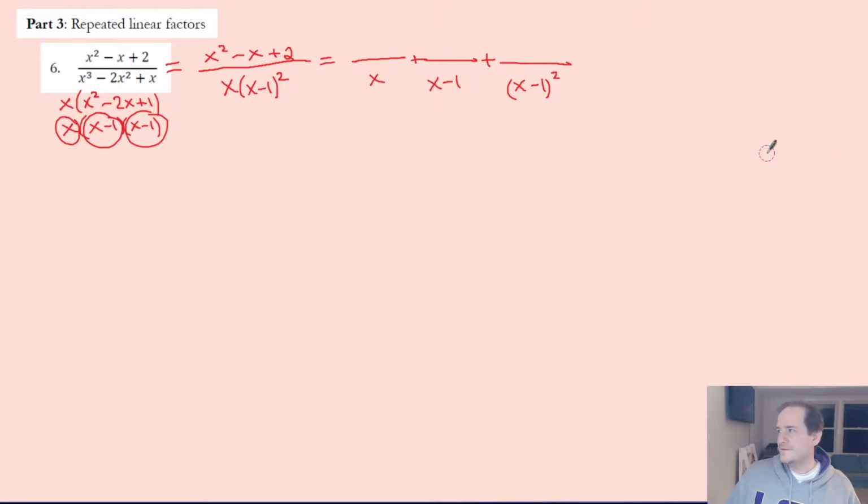But again, don't base your numerator on the expanded form of this. Base your numerator on just the power of the base. So this one's going to want a constant, so a. This one's going to want a constant, so b. This one's going to want a constant, so c. That is how you break this down.